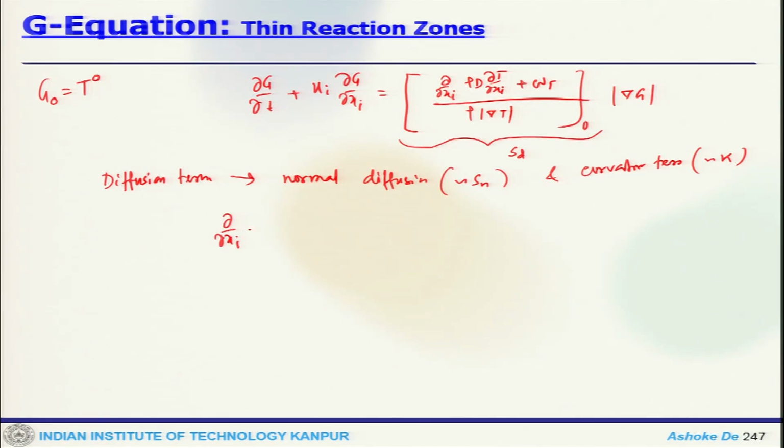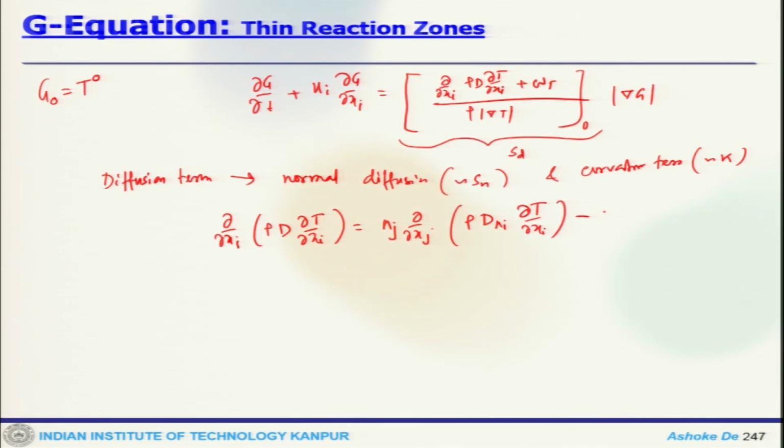So there we get rho D equals Nj del of Xj, rho D Ni by del T by del Xi, minus rho D del T by Xi. So this is nothing but my kappa, and this is the term which is nothing but my normal diffusion.